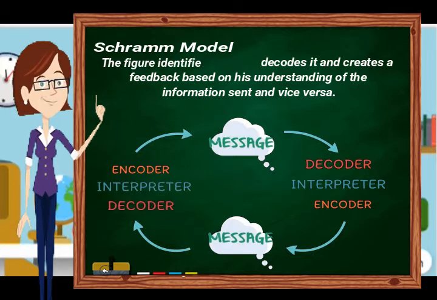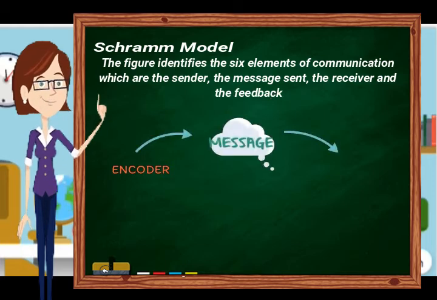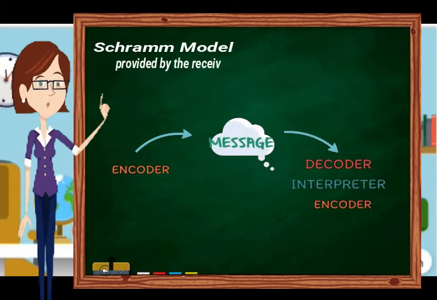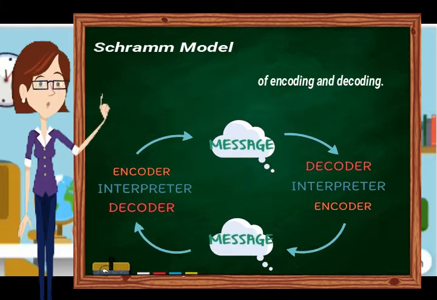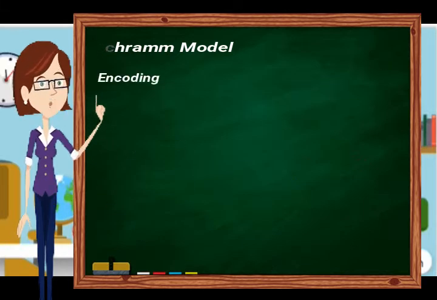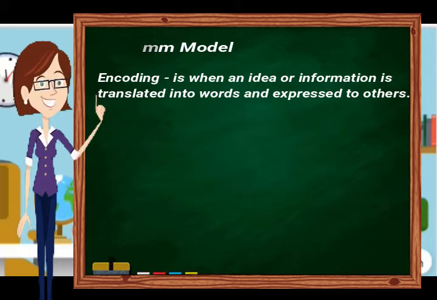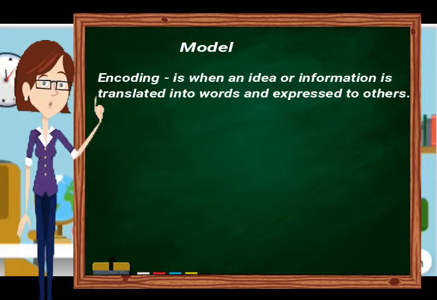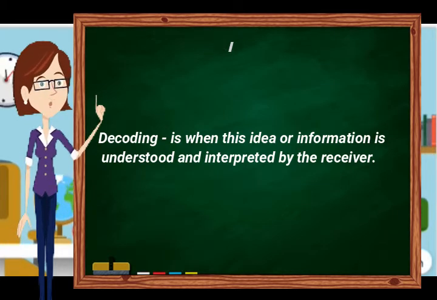vice versa. The figure identifies the elements of communication, which are the sender, the message sent, the receiver, the feedback provided by the receiver and sent back as a response to the sender, and the process of encoding and decoding, where encoding is when an idea or information is translated into words and expressed to others. Decoding is when the idea or information is understood and interpreted by the receiver.